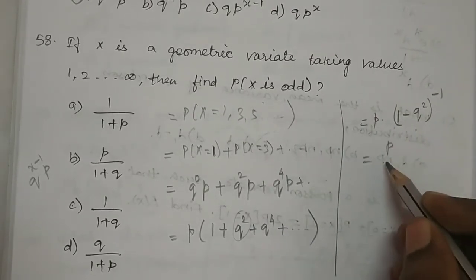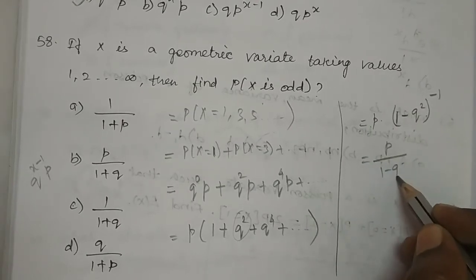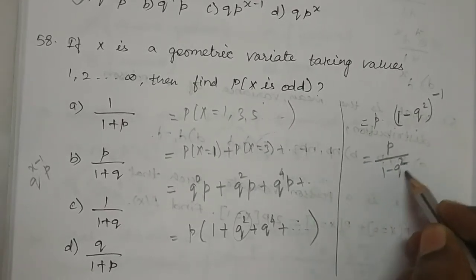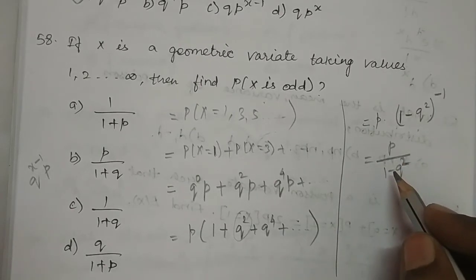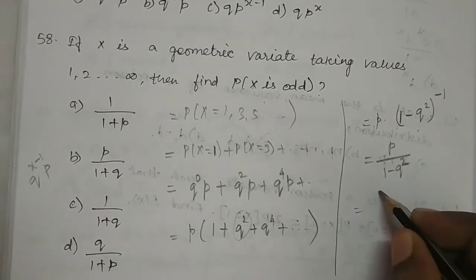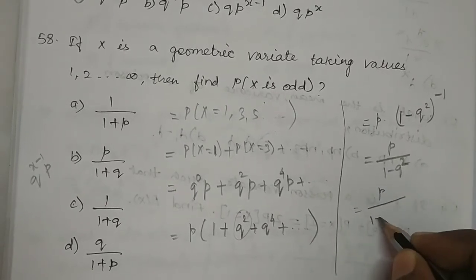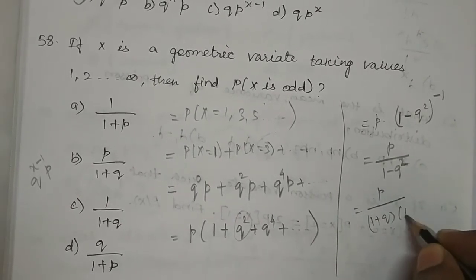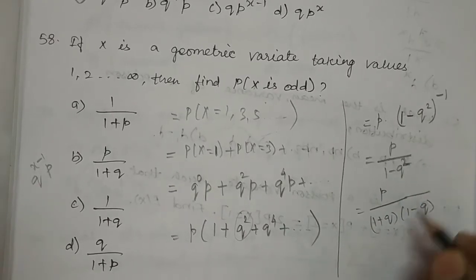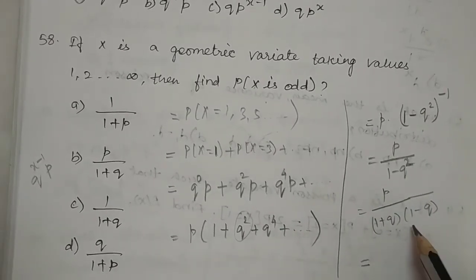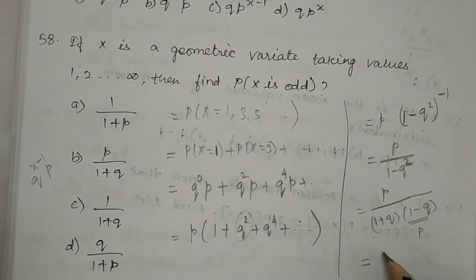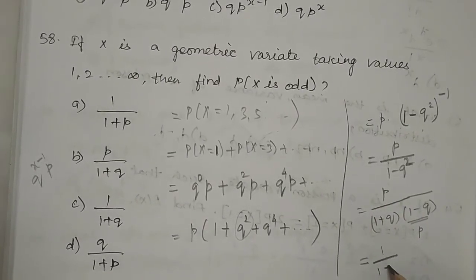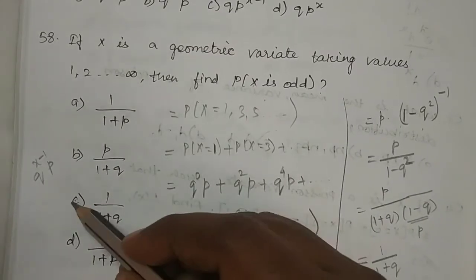So this can be rewritten as p by 1 minus q square. Then let us apply the formula a square minus b square here. So a square minus b square means a plus b into a minus b. So p by 1 plus q into 1 minus q, which is equal to, here this 1 minus q can be written as p. So here these two p terms will get cancelled. So the answer is 1 by 1 plus q. So here the option is C.